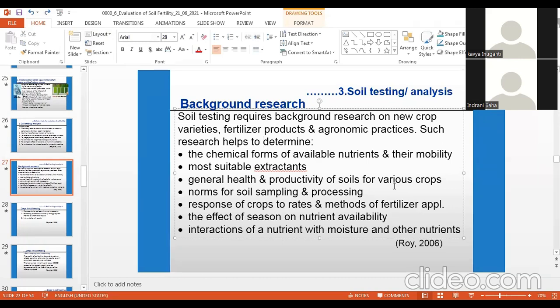Such research helps to determine the chemical forms of available nutrients and their mobility, most suitable extractant, general health and productivity of soils for various crops, norms for soil sampling and processing, response of crops to rates and methods of fertilizer application, the effect of season on nutrient availability, interaction of a nutrient with moisture and other nutrients.